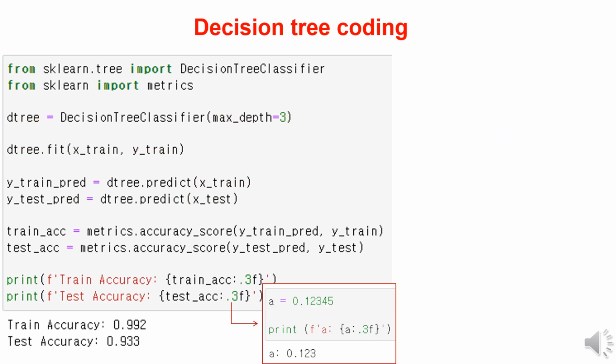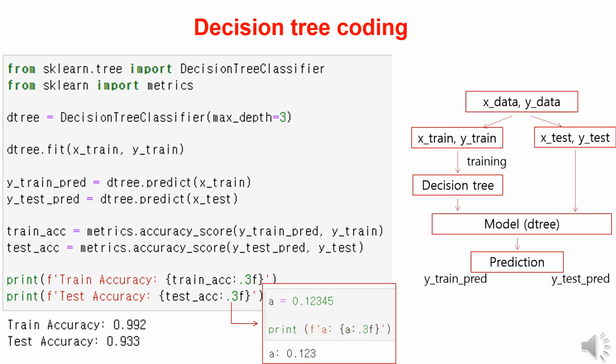Next, we compare the predicted results with the actual Y values and determine how accurate the predictions are. We use the print command to display the accuracy, and you can use the dot followed by the number to adjust the decimal places in the result. In this case, using 0.3 will display the result up to 3 decimal places.